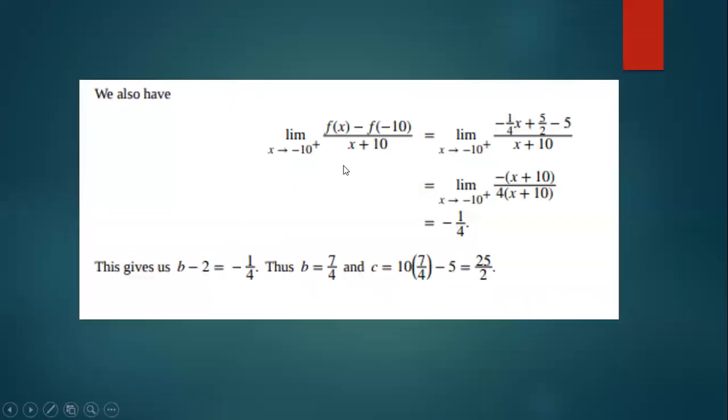Okay, so this is the end of this lecture. We will start with the higher order derivatives in the next lecture.